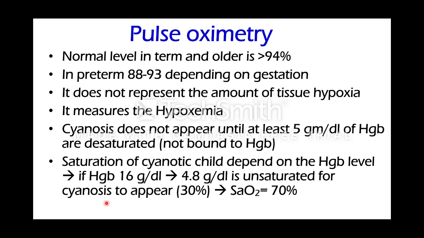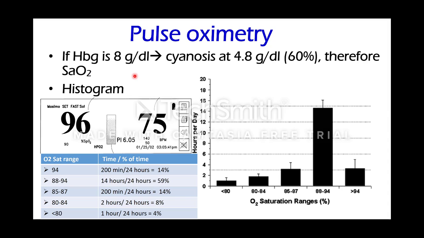And the rest, which is 70%, is already bound to hemoglobin, which is the oxygen saturation. This totally changes when we have a different hemoglobin level. So at a hemoglobin level of 4.8, it represents about 60% of the hemoglobin. Therefore, the oxygen saturation would be 40%. So it's very important to know the limitations of the pulse oximeter when you use it.